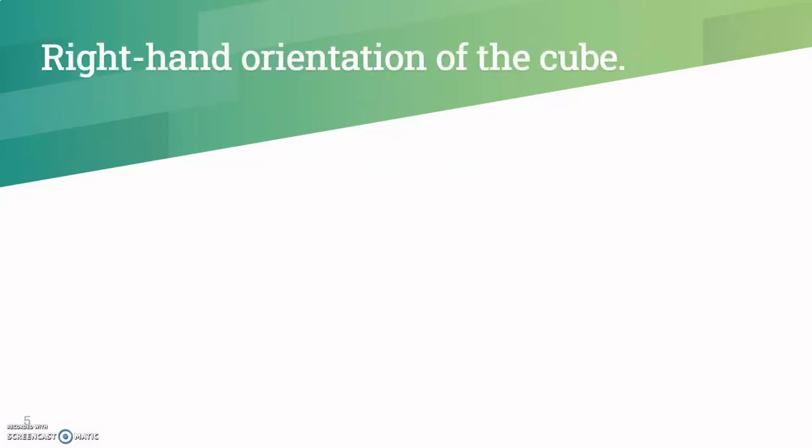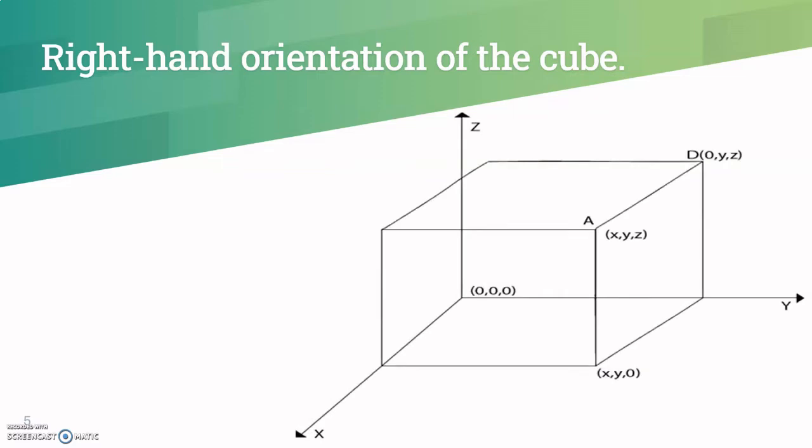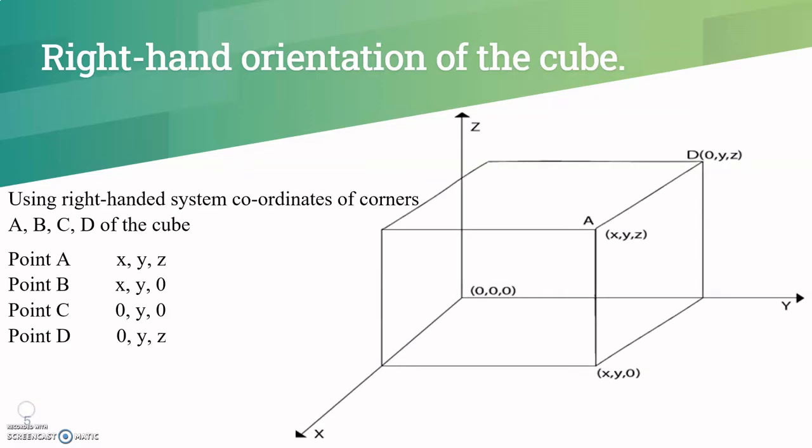So this is a figure showing the right-handed orientation of the cube. Okay. Here we have coordinates of corners A, B, C, D of the cube, where point A is on X, Y, Z and point B is on X, Y, 0, point C on 0, Y, 0 and point D on 0, Y, Z. Okay. This is how a cube can be shown in 3D right-handed system.